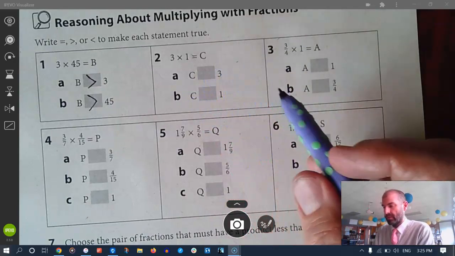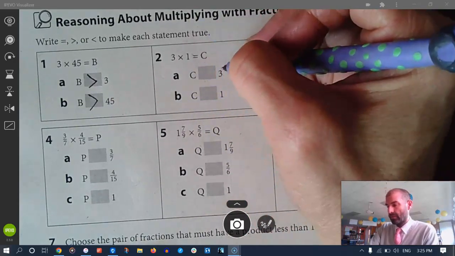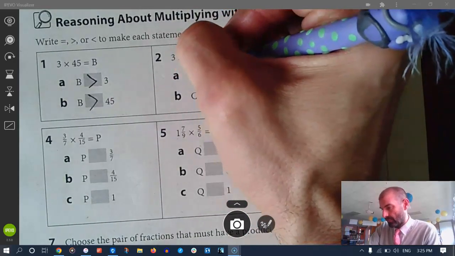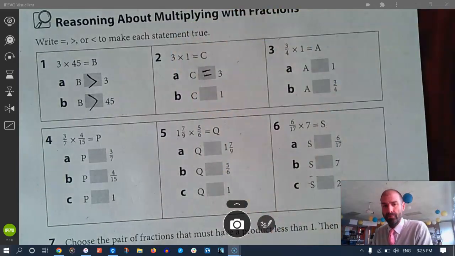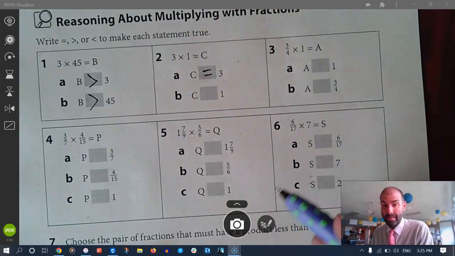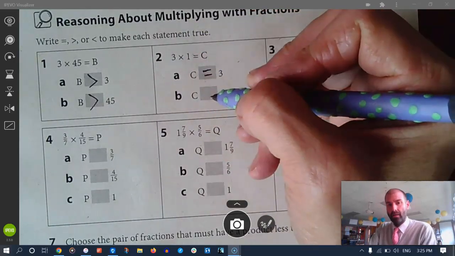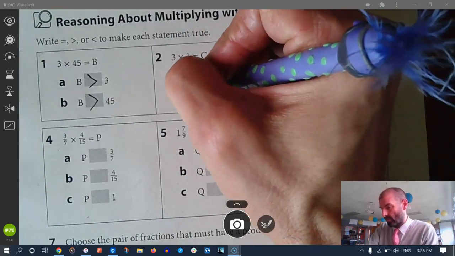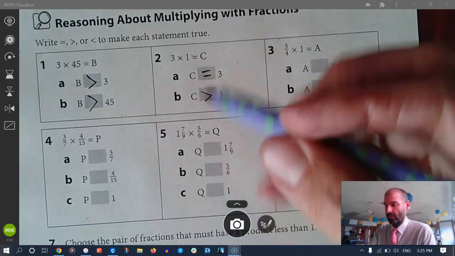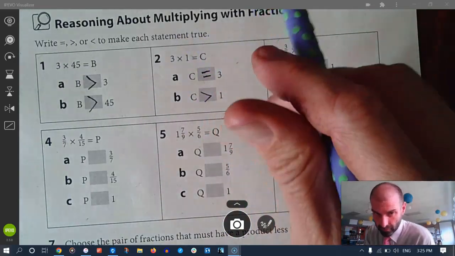3 times 1 equals C. C is going to be equal to 3 because of the identity rule. Anything times 1 is itself. And then our answer for the next one, C is going to be greater than 1. It's going to be 3 times 1, right? It's going to be 3 times greater.